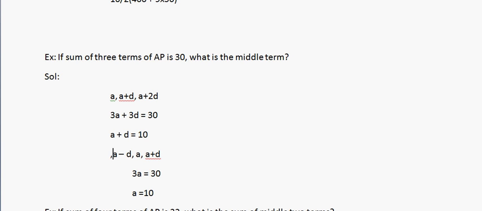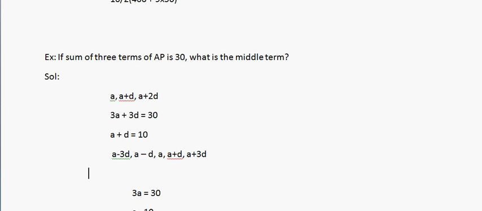If there are 5 terms, what would you do? You can assume them as a minus 2d, a minus d, a, a plus d, and a plus 2d. And if you do the sum, all the d's would get cancelled, and you would be left with 5a. What if you have 4 terms? Again, the main motive is to make calculations easy.